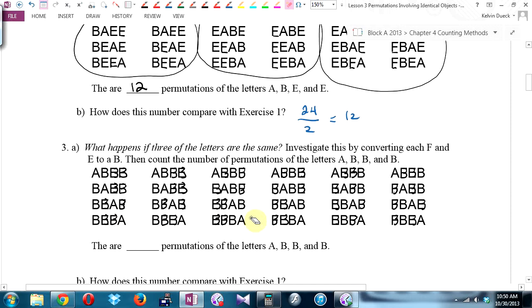You know what? I think that's how many permutations there are of 4 letters when 3 are the same. Not 8. How many? Jordan? 4. Ooh.